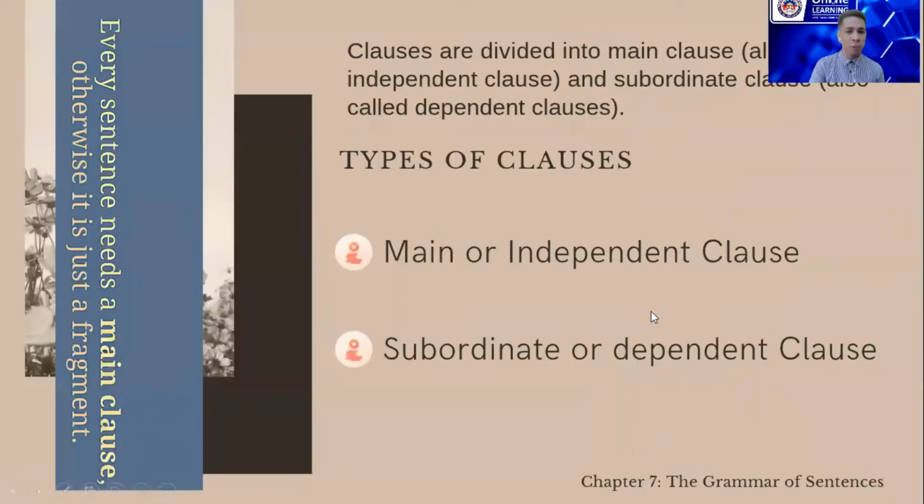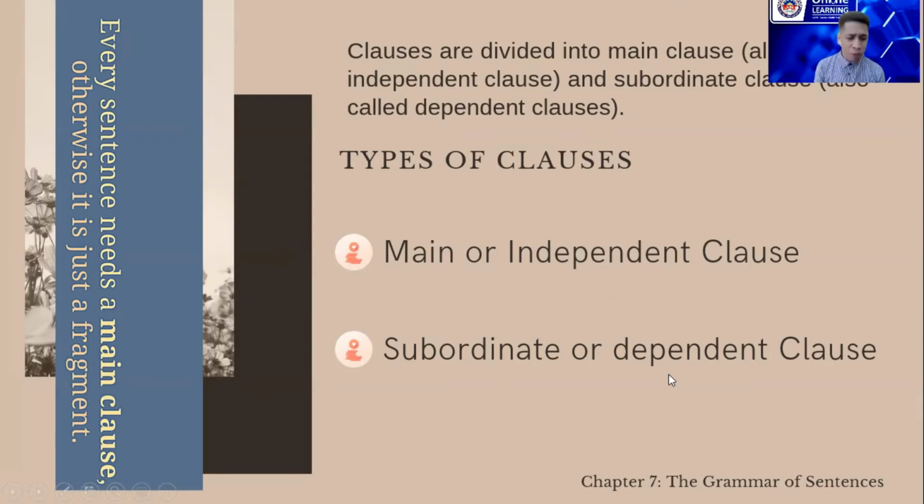Next, let's proceed to the types of clauses. It is divided into the main clause, also called the independent clause, and the subordinate clause. The main clause is the independent clause and the subordinate is the dependent clause. From the word itself, independent, it can stand alone as a sentence. However, a dependent clause cannot stand alone.